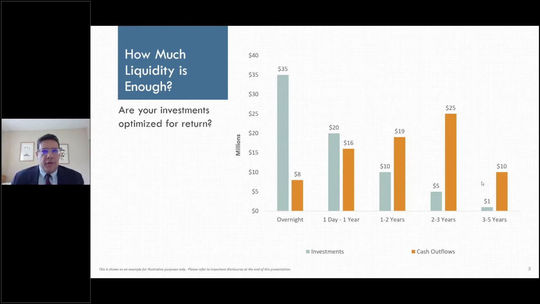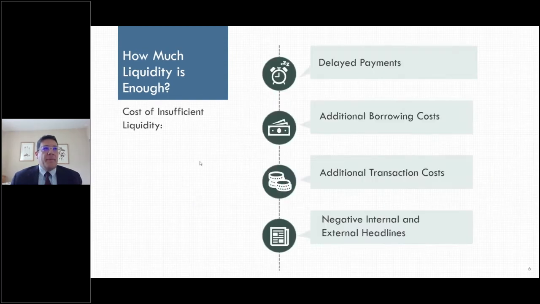And we know that the longer the duration target, the longer that you buy maturities, generally speaking, over long-term periods, the higher your returns will be. And so the more you keep liquid, the more of a cost and opportunity that becomes to your agency. So the question was, are your investments optimized for return? And the answer in this instance is no. There's a better way to approach it and optimize it.